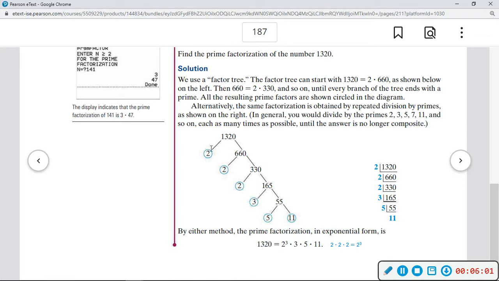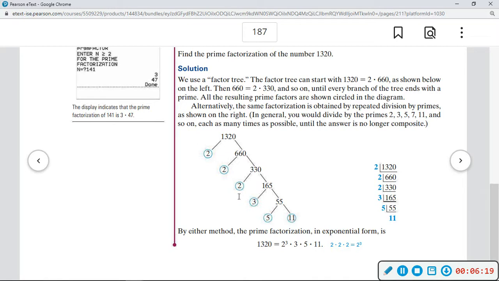This number is divisible by 2, and when you divide by 2 you get 660. 2 is prime, so we circle it. And then 660 is even, so it's also divisible by 2. When you divide by 2 you get 330, so we just break it all the way down and keep going, and then we circle all those prime numbers.